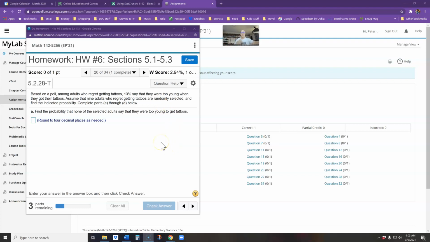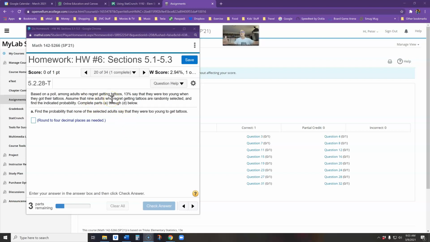And each time you pick a person, there's a 13% likelihood they would say that they were too young. That doesn't change every time you pick a person. So that makes this a repeated procedure with only two possible outcomes with the same probability of success each time. These are the criteria you need to meet for this to satisfy being a binomial distribution. And so when we recognize that, then we know we're going to use the tool for calculating probabilities for a binomial distribution in StatCrunch.